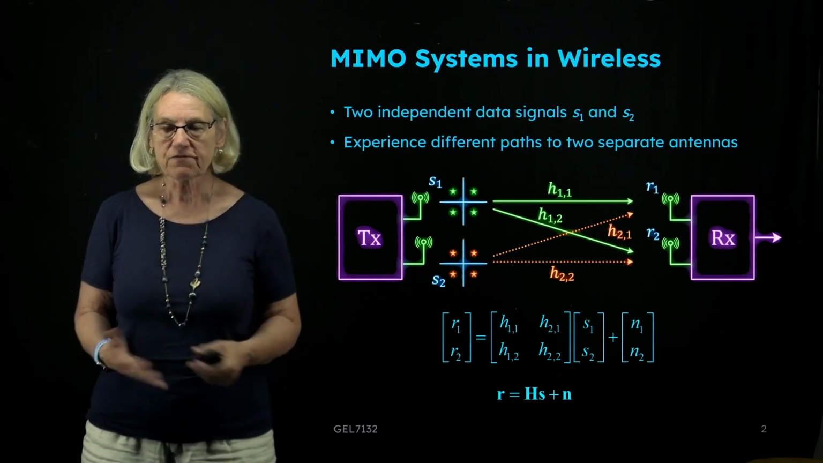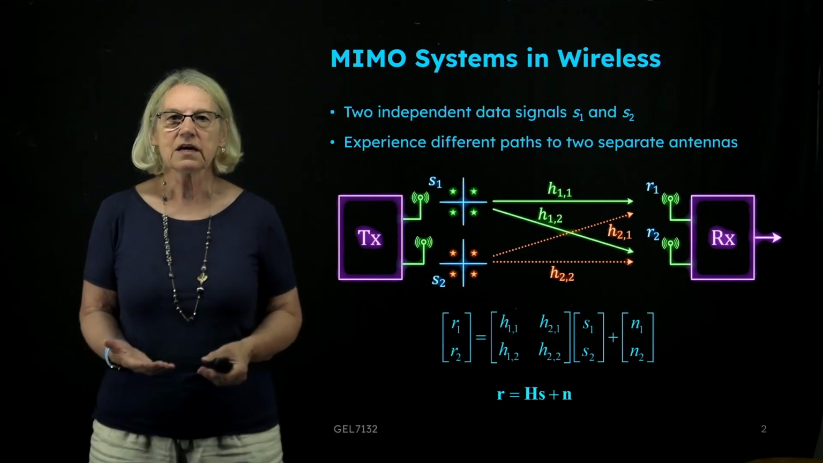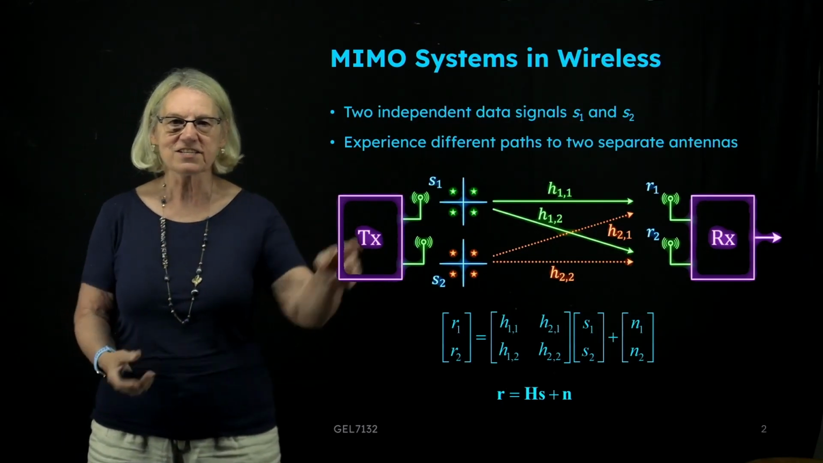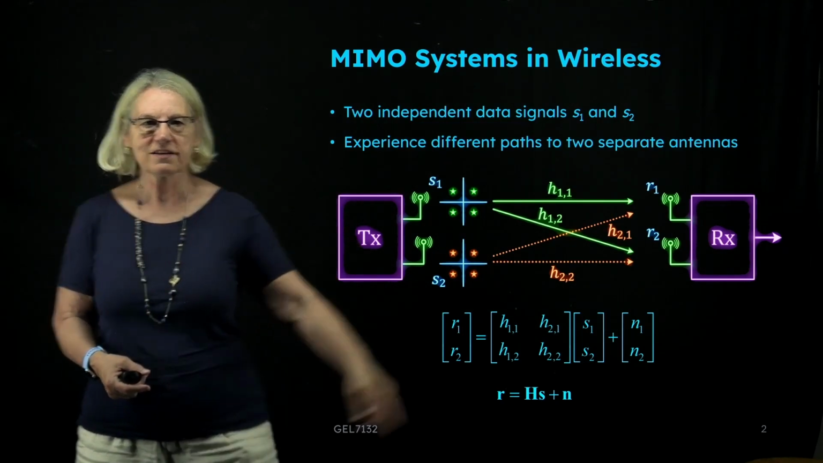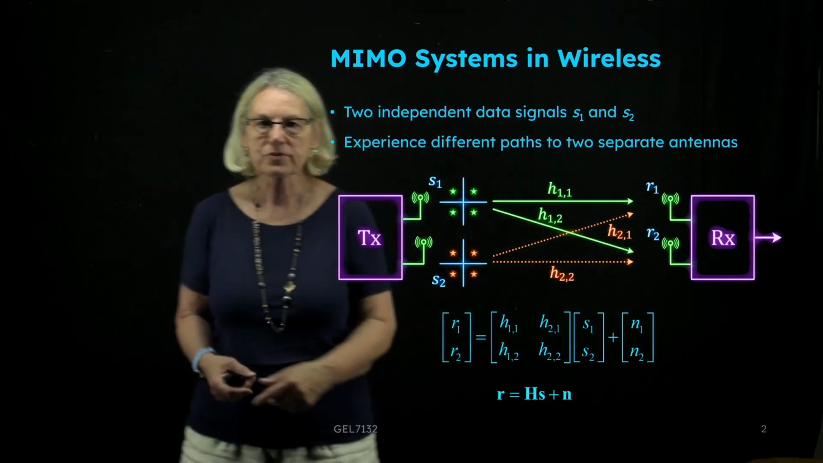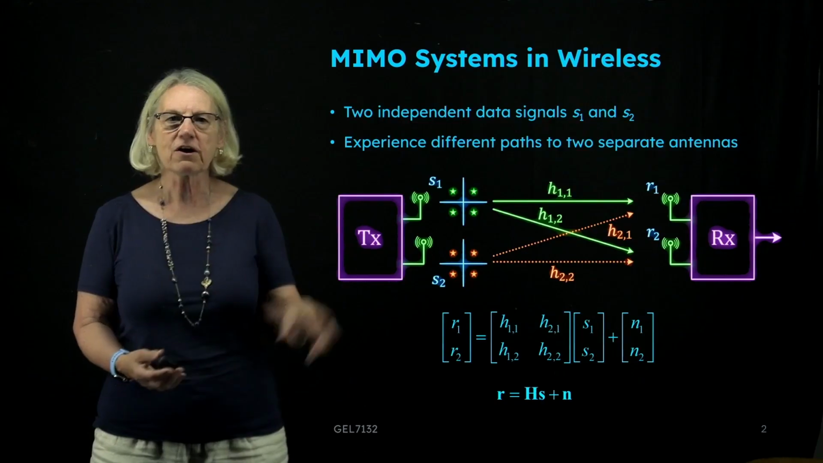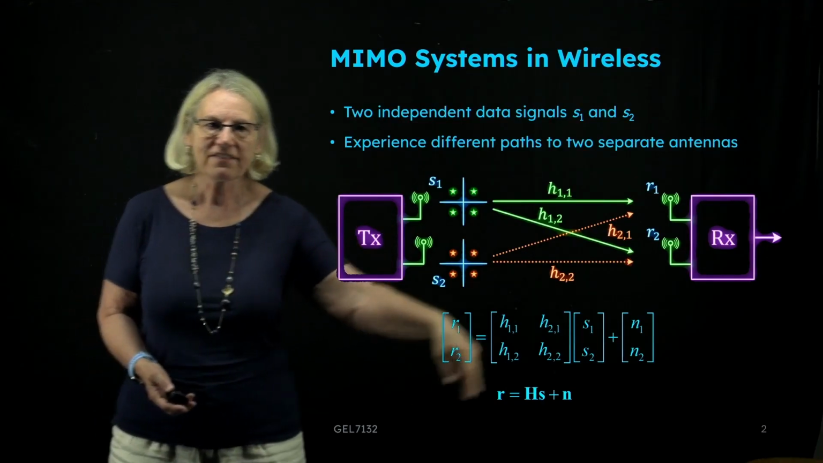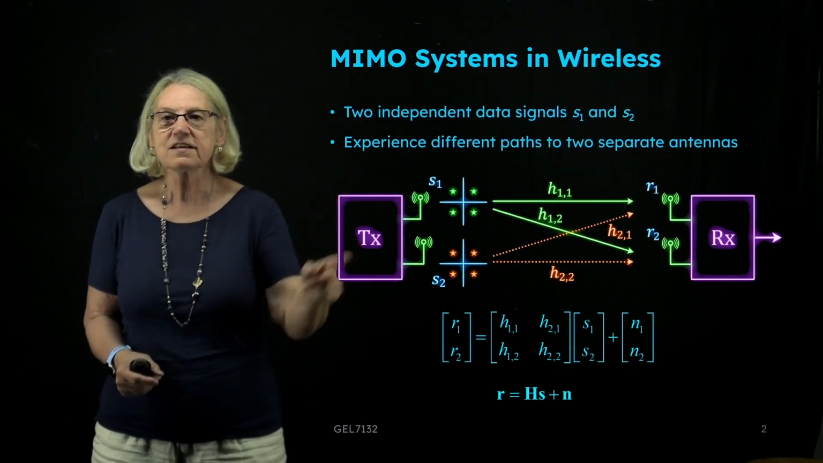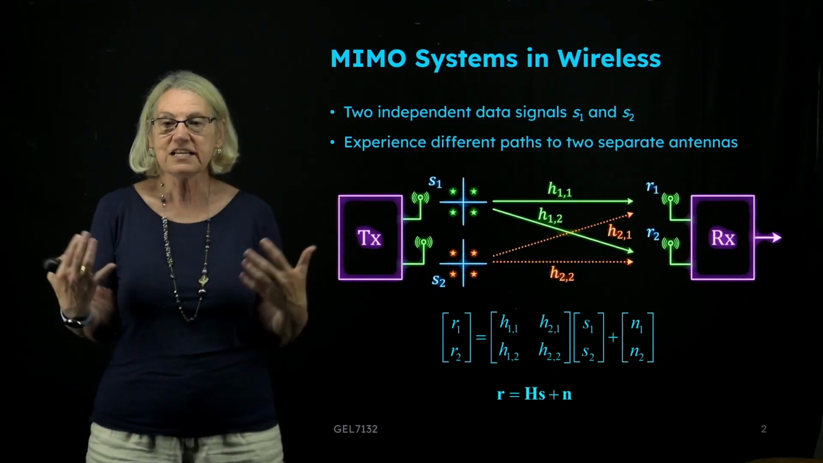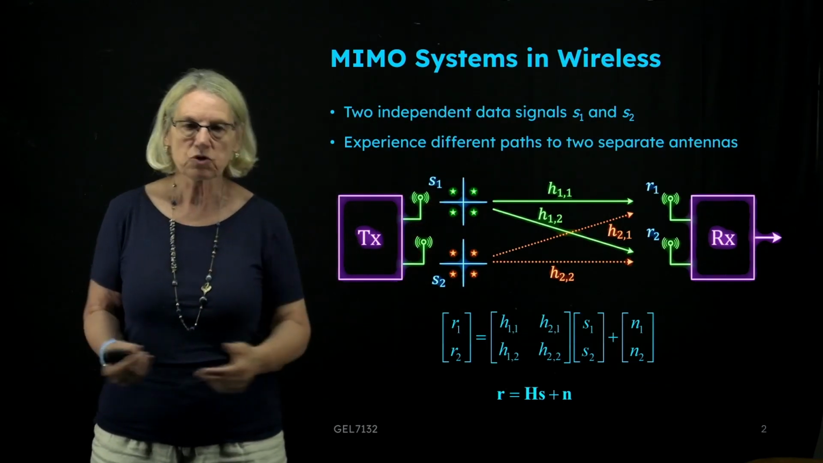MIMO systems in wireless have existed for a long time. And in this case, there are many kinds of MIMO. Multiple input, in this case, usually refers to transmitting antennas. And multiple output is usually referring to multiple antennas at the receiver end. In this illustration, I've assumed that we have what we call 2x2 MIMO, that there are two transmitting antennas and that there are two receiving antennas. So each one of the antennas is transmitting a separate, independent data stream, and in this case, perhaps QPSK.